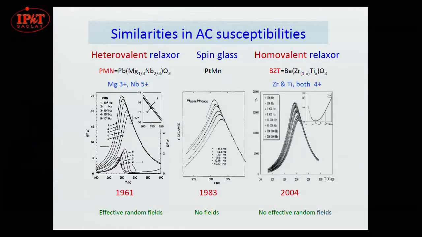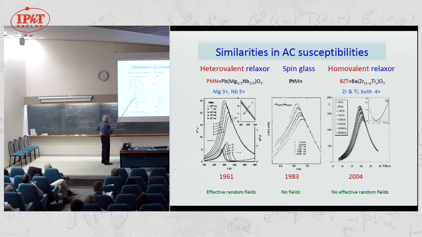First of all, just to show you how these things look similar, these are AC susceptibilities. As you change the frequency, the susceptibility has a peak, and that peak is dependent upon the frequency. This is the one many of us know and love, a case of a spin glass, platinum manganese in this case, 1983. As you know, the interest in spin glasses really started in the early 1970s. This is a figure from 1961 in the field of these ferroelectrics. And again, this is the thing that was called a relaxor. It looks to me very much like that.